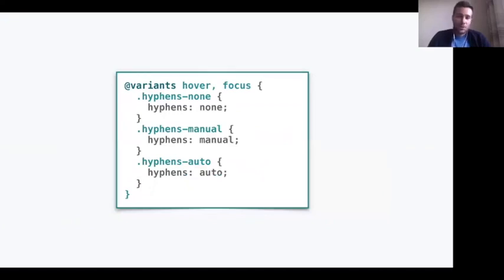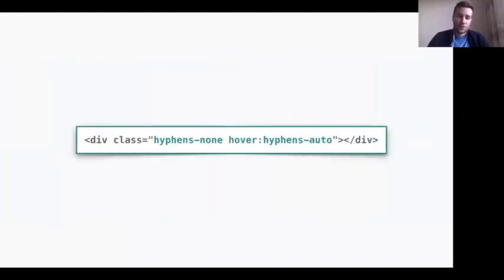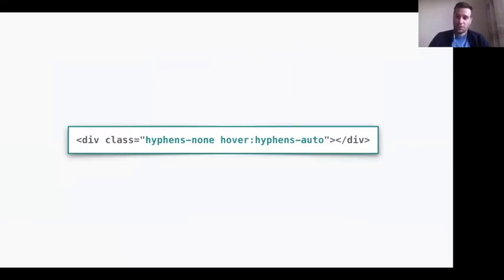If you have your own utility classes that you want to define, which Tailwind doesn't provide, Tailwind provides you with a variants directive, which allows you to generate pseudo-class variants for your own utility classes. So code like this would compile into CSS like this. And that means that you can just use the variants in exactly the same way as Tailwind's built-in utility classes.